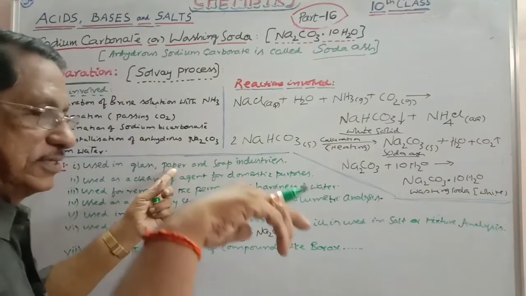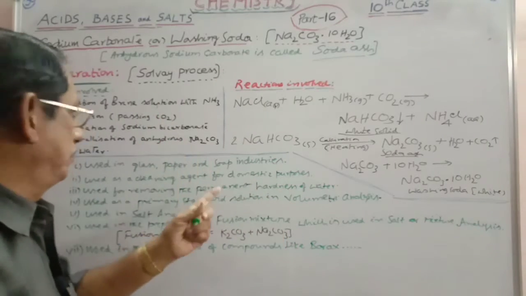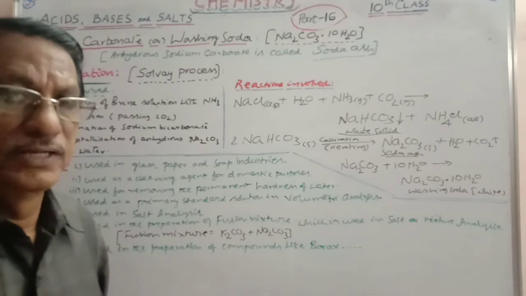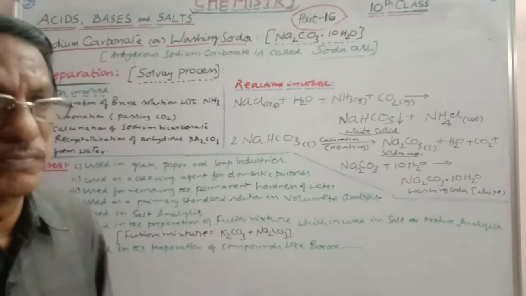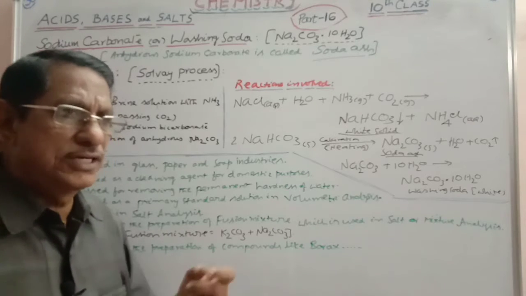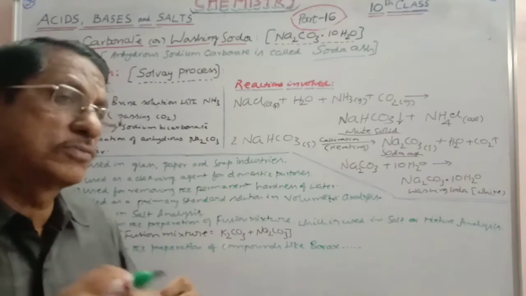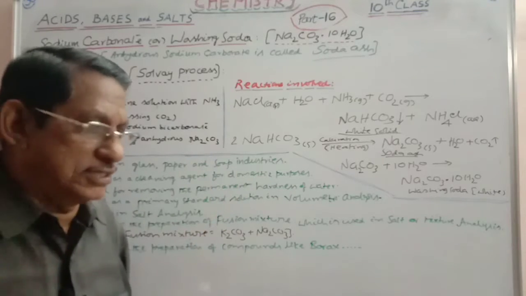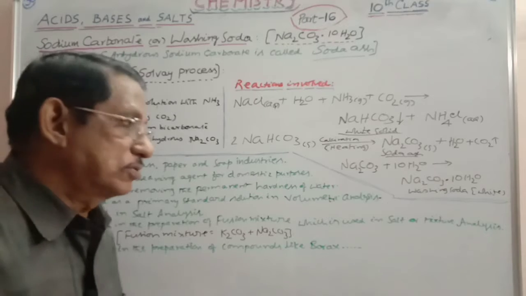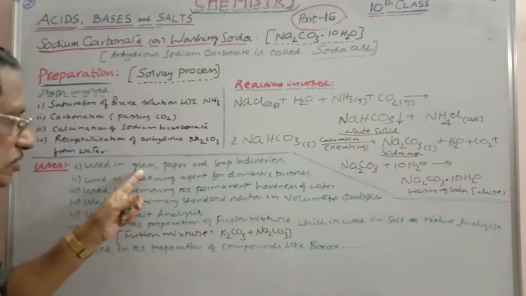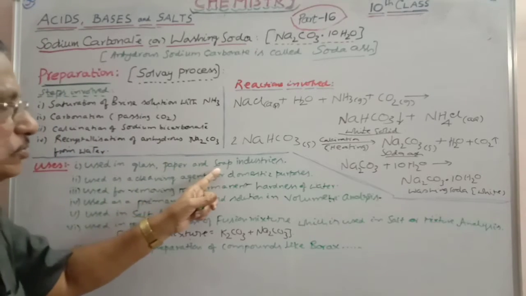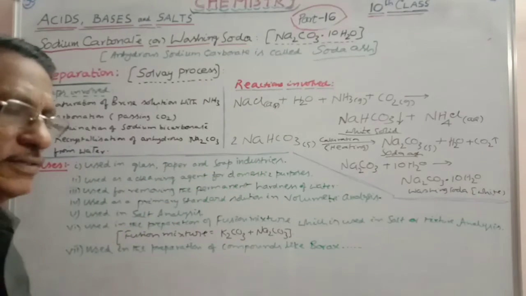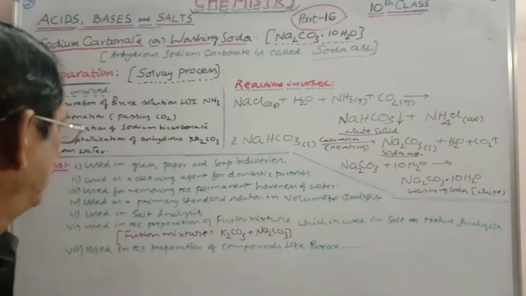It is used in the paper industry. It is used in the preparation of soap, because sodium carbonate is a base. Sodium bicarbonate is a mild base. Sodium carbonate is somewhat more basic than sodium bicarbonate. So it is used in the soap industry. In the place of sodium hydroxide, you can use this also. So it is used in glass preparation, the paper industry, and also the soap industry. This is the first use. You can write it as 3 categories or put them together as one use. Next, that is over.